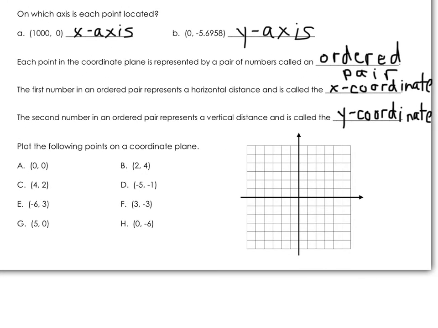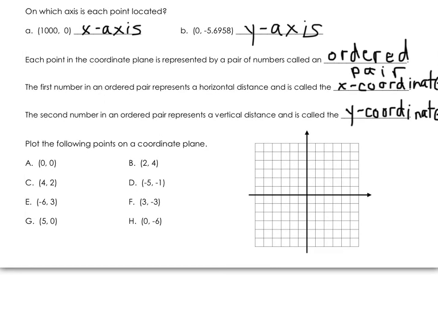So let's plot the following points on the coordinate plane. So point A is 0, 0. We're going to draw a point at the origin. That's where 0, 0 is. And we will put the capital letter A to represent that point. Point B, 2, 4. We'll start at the origin. We'll go right 2, up 4. That puts us right here at point B.